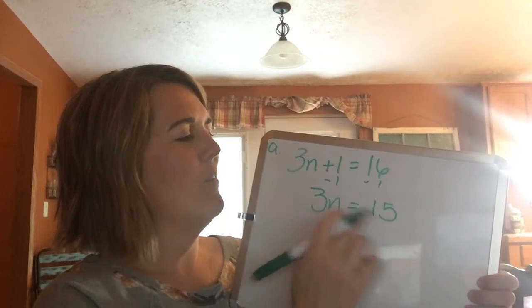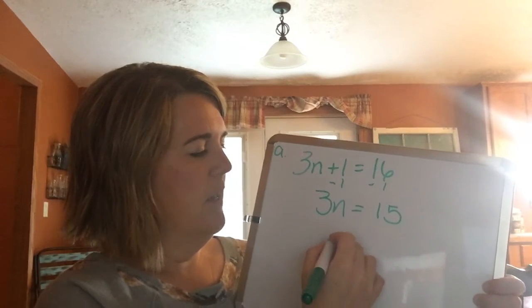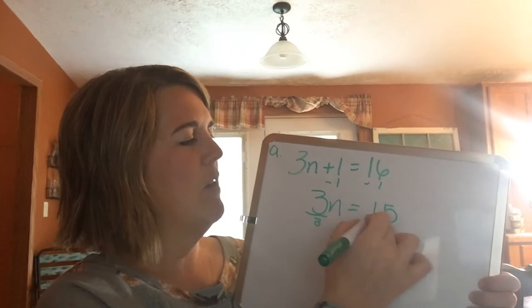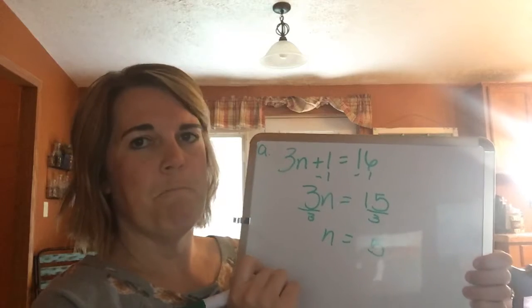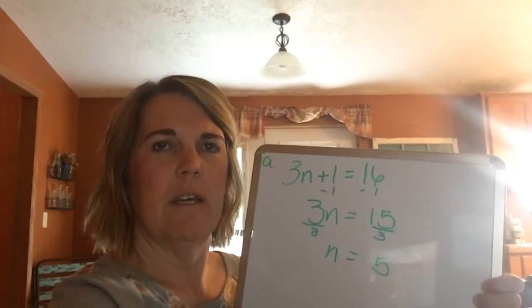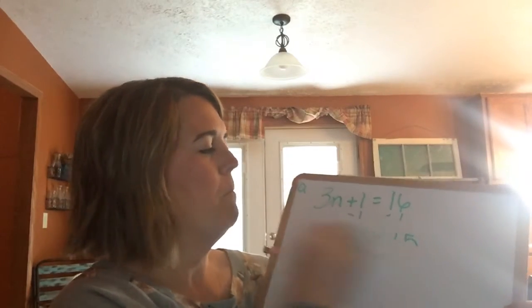Okay, now we know this. 3 times what equals 15? 5, right? n equals 5. We did that because we divided by 3 here, and we divided by 3 here. Okay? So that is what that should look like. All right, so that's A. Let's do B.